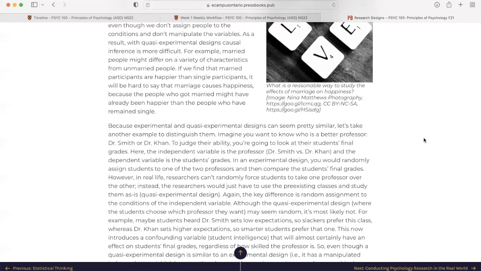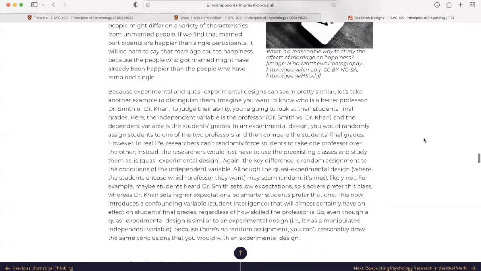Imagine you want to know who is a better professor, Dr. Smith or Dr. Kahn. To judge their ability, you're going to look at their students' final grades. Here, the independent variable is the professor, and the dependent variable is the students' grades. In an experimental design, you would randomly assign students to one of the two professors and then compare students' final grades. However, in real life, researchers can't randomly force students to take one professor over the other.